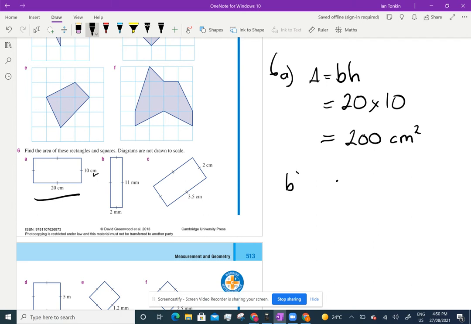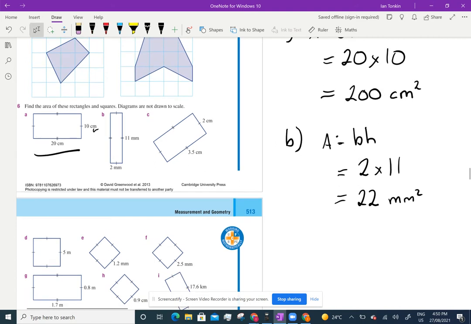B, and you can do these. I'm not going to do all of them. The area equals BH. Remember, I'm using BH. You can use LB, but trust me, later on it'll be easier. What's the base? 2. What's the height? 11. 2 times 11, 22. What units are we in? Millimetre squares. You have a go at the next one by yourself. Pause the video and give it a crack.